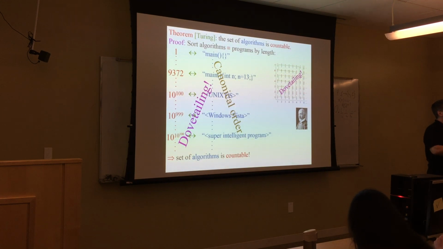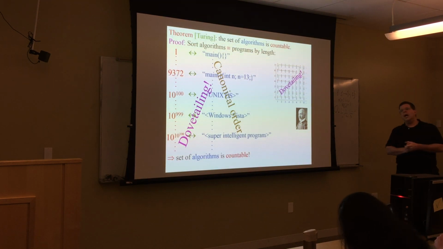If it's not obvious, then you should think about it. How would you do it? How would you write a program that prints out all valid C programs? You can also print out all invalid programs, just print out every string. Good question.